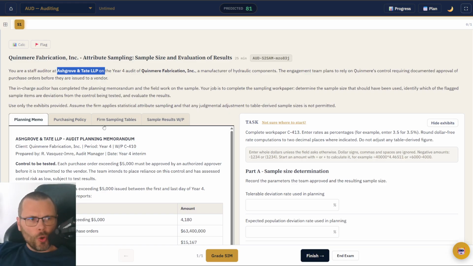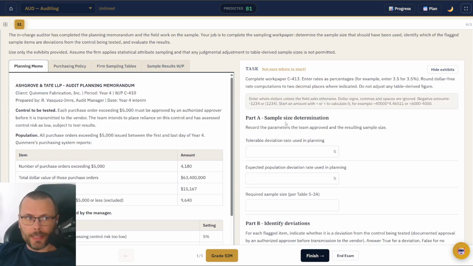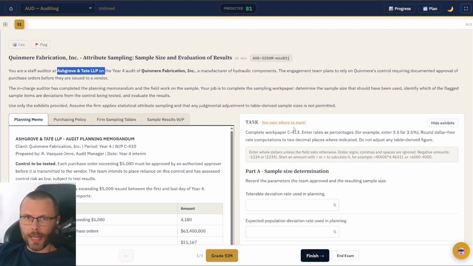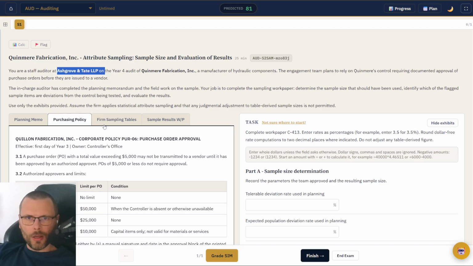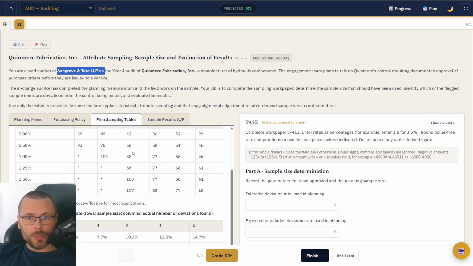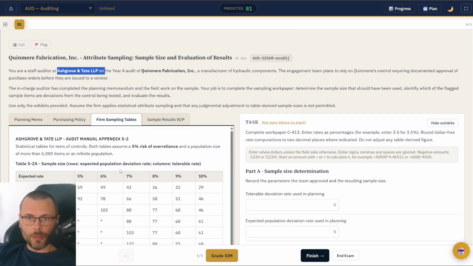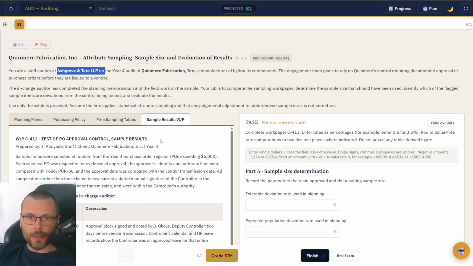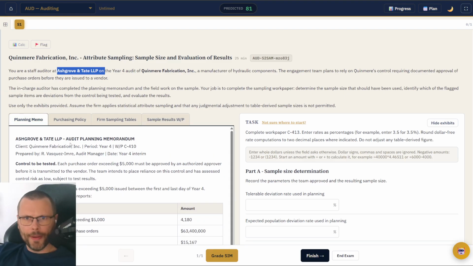So we've got 4 exhibits here, and then a set of tasks to do related to that. So let's just quickly read what the exhibits are. A planning memo, a client's purchase policy, our firm sampling tables, and the results of the sample that we pulled. We'll look at those later.